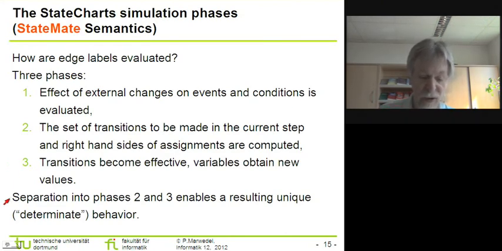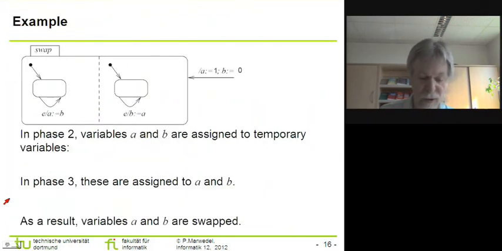Now this separation into these phases 2 and 3 is very important for the meaning that is normally associated with the StateMate semantics. It's important for generating a unique result, a result which does not depend on the evaluation order of, for example, the different substates of an n superstate. Let me demonstrate what can happen if we are using these separate phases, and I will compare that to the situation where we would be using only a single phase for this evaluation.